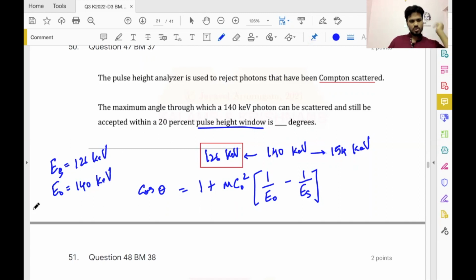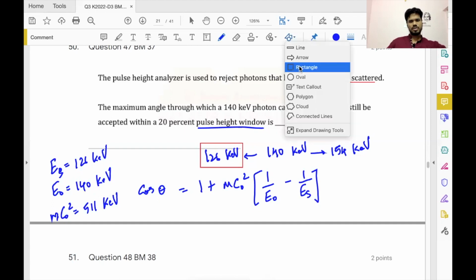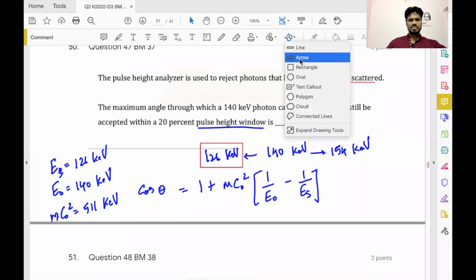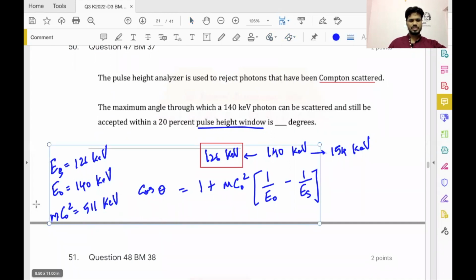And then m naught c squared. They will typically give you mass and velocity. Even if they don't give that, the energy corresponding to it, m naught c squared, is 511 kilo electron volts. This is one number that is worth remembering. They will typically give you constants for that, but these calculations are in kilo electron volts, so it helps to remember this one number.